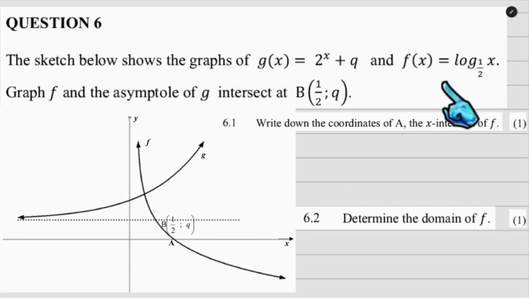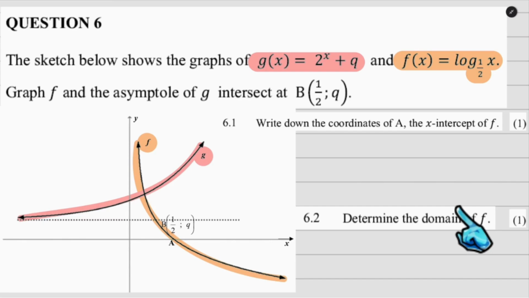Alright, so question 6 gives us an exponential function, 2 to the power of x. Anything to the power of x will be an exponential function, the ramp that goes like this. And we've also got a log function. A log function is like a sideways ramp. So let's color code these things and get to know them a bit better. Okay, that looks a bit better.